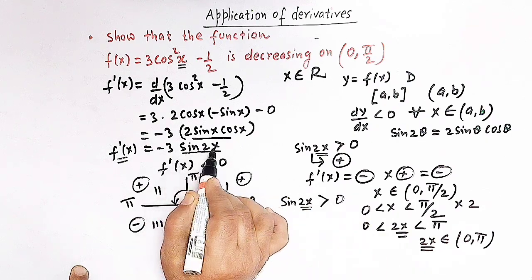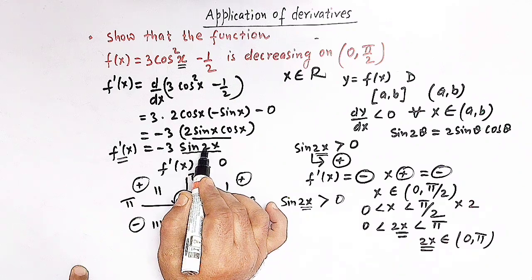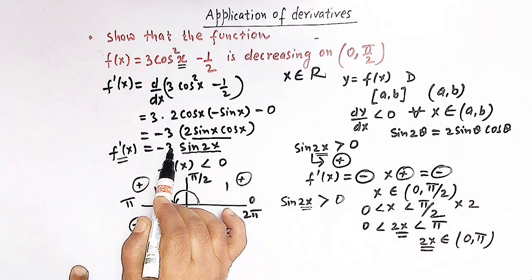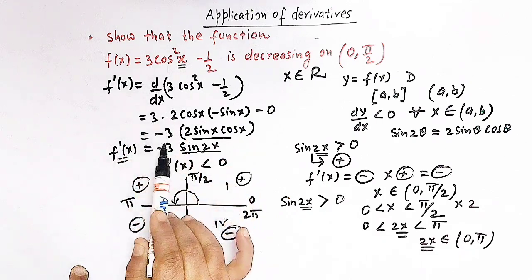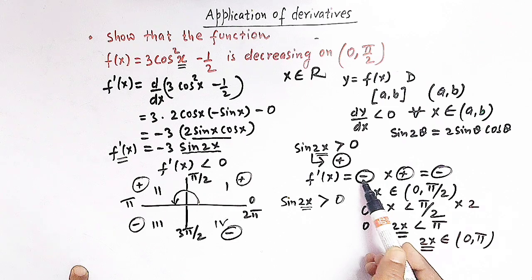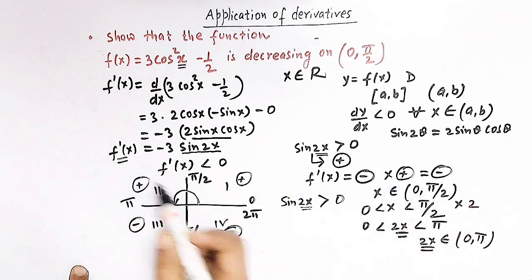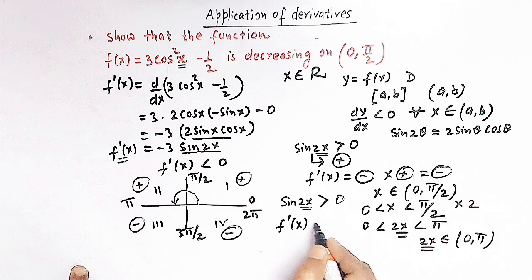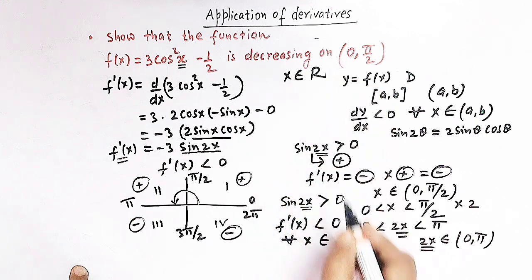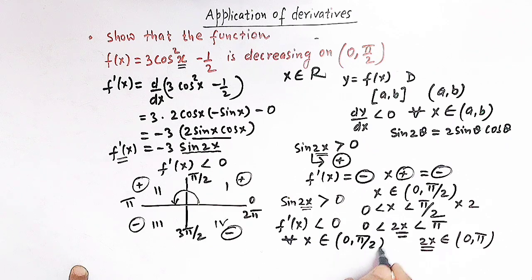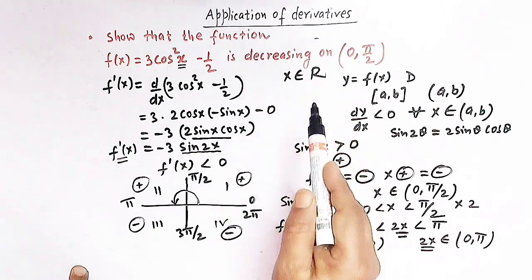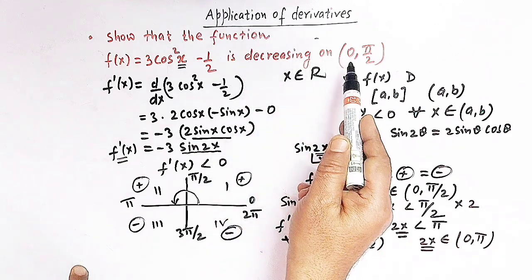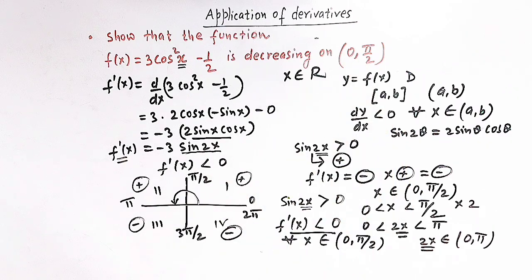So now here sine 2x is greater than 0, that is it is positive, and here we already have a negative sign due to the derivative, and the product of negative and positive is negative. So f prime of x is less than 0 for all x belonging to 0 to pi by 2, and it suggests that this function f of x is a decreasing function, or a strictly decreasing function, on this interval 0 to pi by 2.